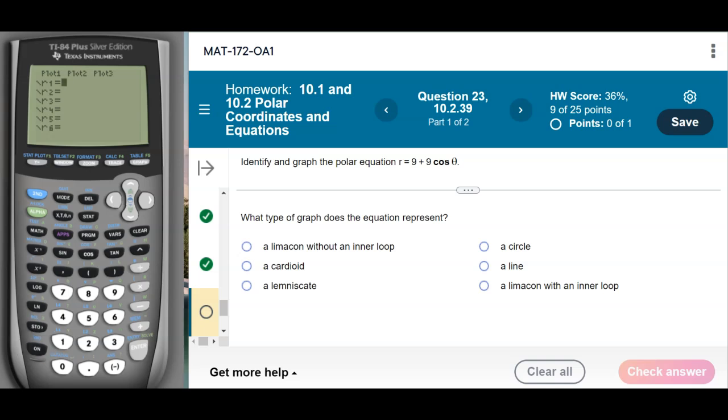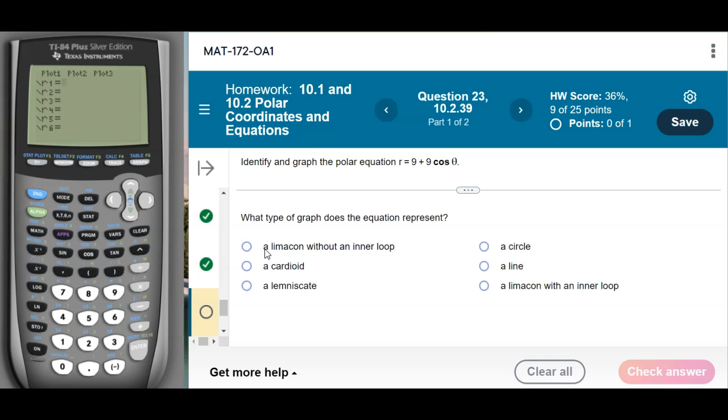Hello, Trick Class. We're going to look at this question asking us what type of graph we are looking at. And we have several different choices. These are called limaçons and cardioids, lines, just different options. The best thing to do is just graph it.